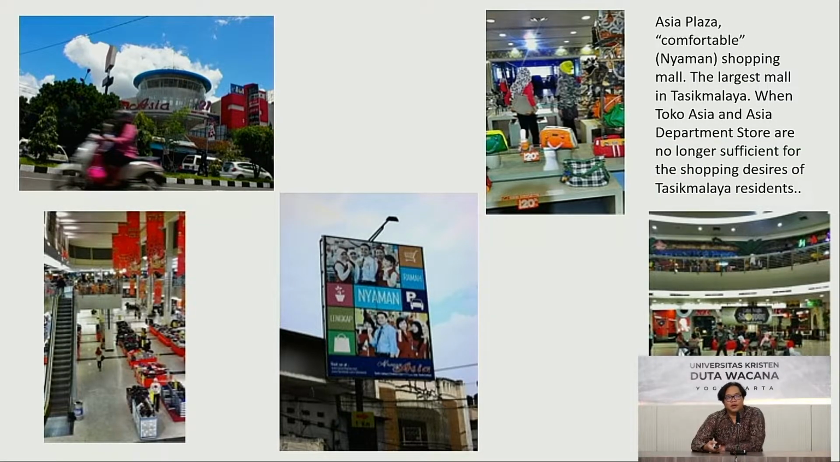I took different angles from this shopping center called Asia Plaza, and from all those pictures we can get information about what is considered comfortable in this shopping center. Comfortable, or nyaman in Indonesian, becomes the basic setup for this shopping center. Asia Plaza, a comfortable or nyaman shopping mall, is the largest mall in Tasikmalaya, built when other stores, Toko Asia and Asia department store, were no longer sufficient for the shopping desires of Tasikmalaya residents. Before this shopping center was built, there was another store that was not really comfortable, but they started to change it and make it bigger, with a lot of modern facilities.